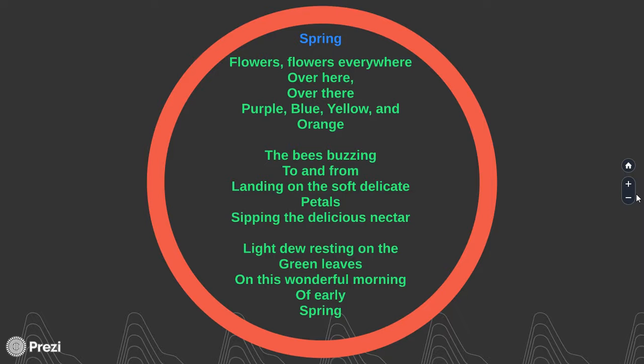So here's a quick little poem. Flowers, flowers everywhere, over here, over there, purple, blue, yellow, and orange. The bees buzzing to and from, landing on the soft, delicate petals, sipping the delicious nectar. Light dew resting on the green leaves on this wonderful morning of early spring.